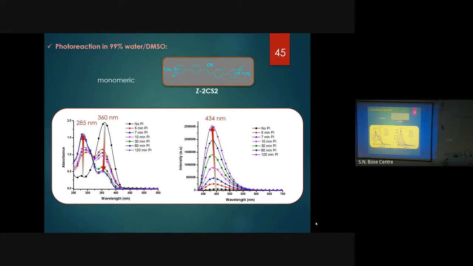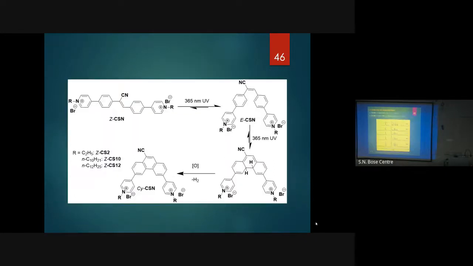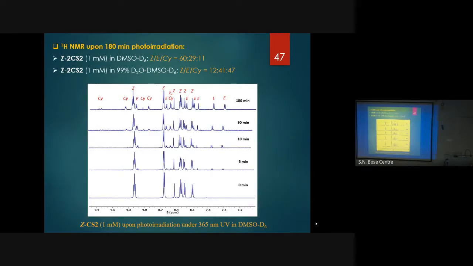That tells you that one species is getting converted to another one, and there was a change in the emission also. We also saw similar absorption spectral changes in DMSO, and then we did an NMR analysis. I will not go into too much detail, but what you can see here is that at 0 minute you have only the trans form, and then when you keep on irradiating, you can see the new peaks coming up.